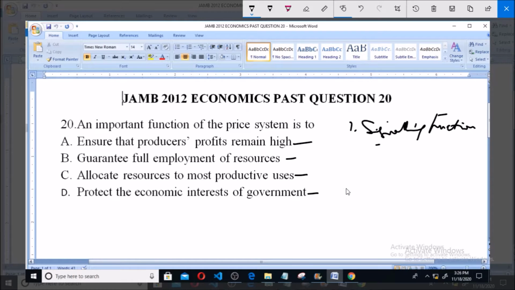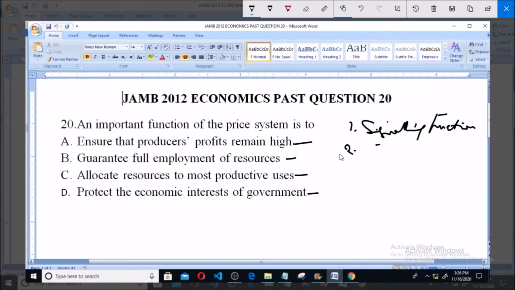Under the signaling function, we talk about prices performing a signaling function. Prices rise and fall to reflect scarcities and surpluses. If prices are rising because of high demand from consumers, and if there is excess supply in the market, the price mechanism will help to eliminate a surplus of a good by allowing the market price to fall.